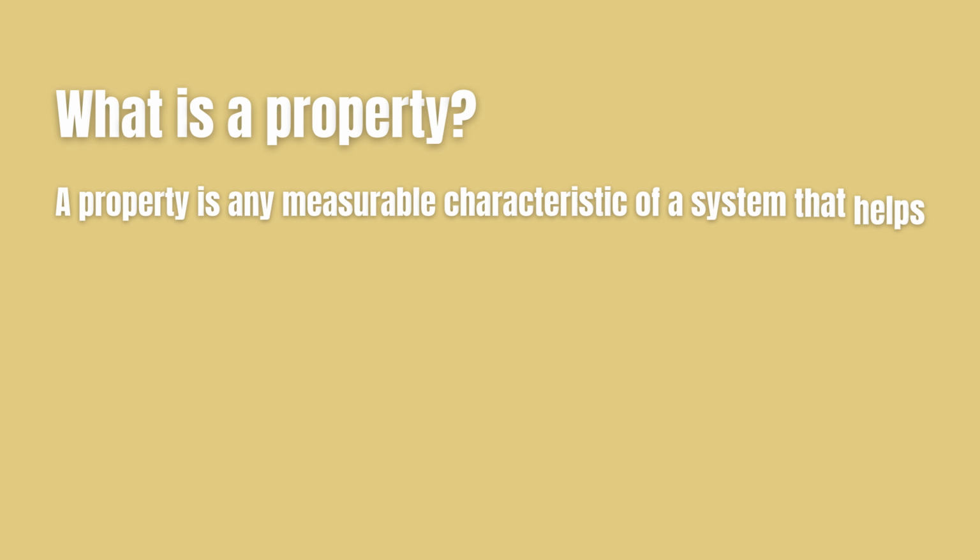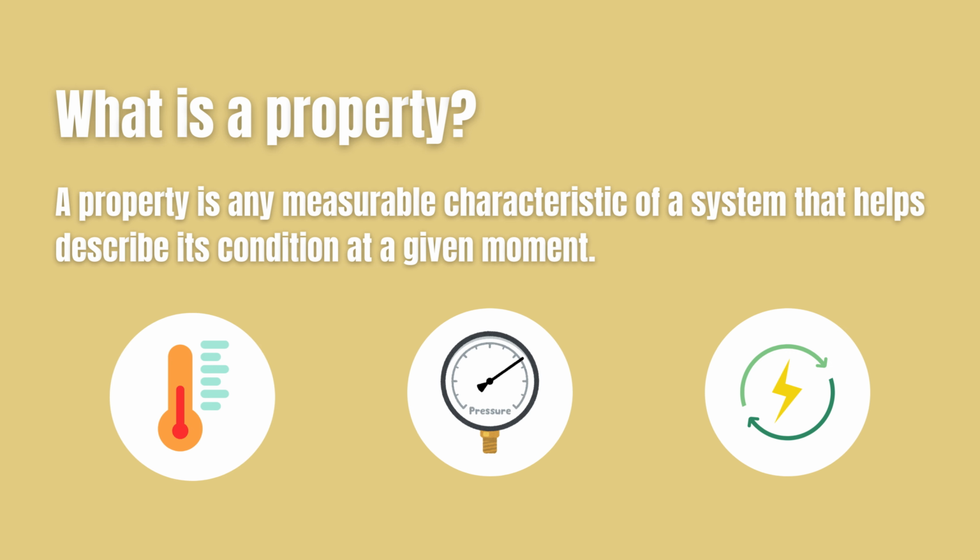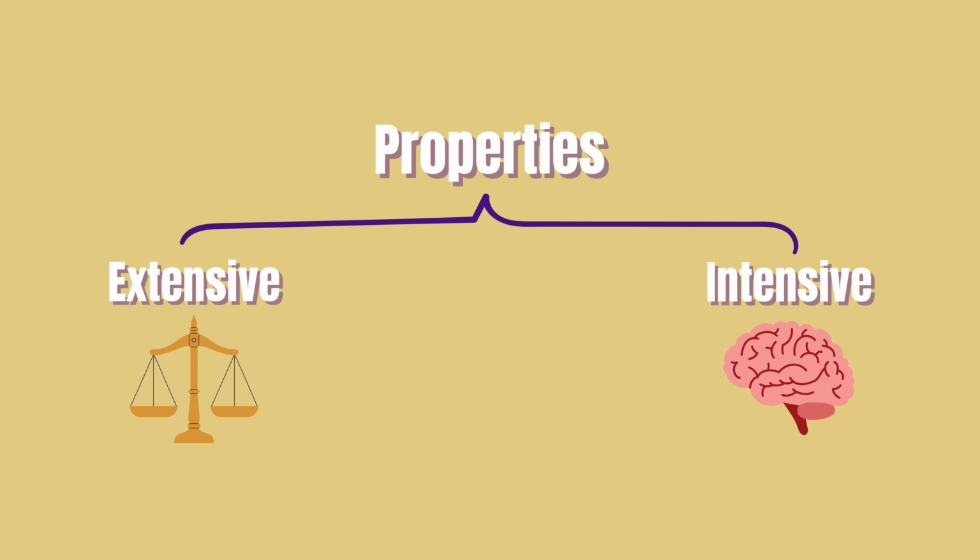First, what's a property? A property is any measurable characteristic of a system that helps describe its condition at a given moment, such as temperature, pressure, and energy. We classify properties into two types: extensive properties and intensive properties.